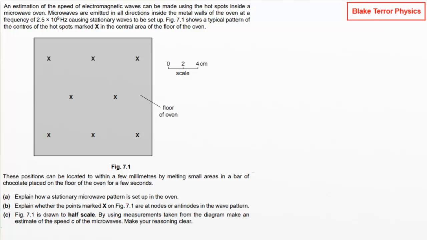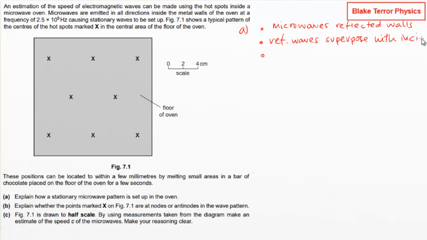Explain how a stationary microwave pattern is set up in the oven. Right, this is one of the standards where we've got this three-step process that we want to go through here. So we're going to say that the microwaves are reflected at the walls. They've called them walls, haven't they? Yes, metal walls. So reflected at walls. And then the reflected waves will superpose with incident waves.